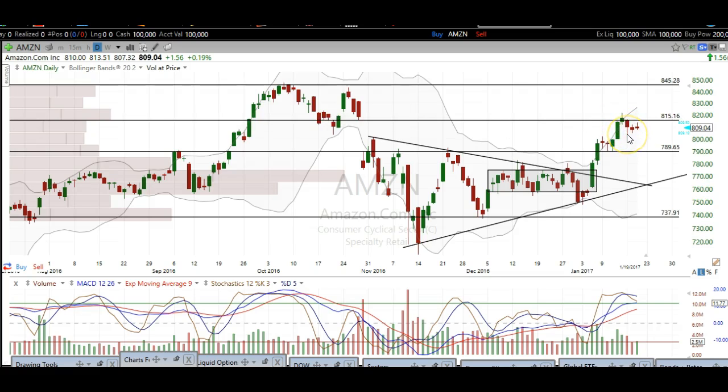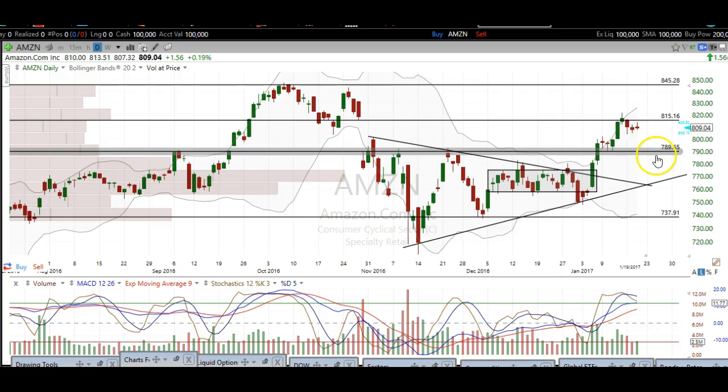Now what to do with Amazon? Well, we've got support down here at about 790. You can see it reacted to that level. We broke over this level here and then you can see it reacted off that level a few times here. It was resistance here, here, and back here. So 790 is that nearest support here. If we break over 815, the next nearest resistance is about 845 above us.